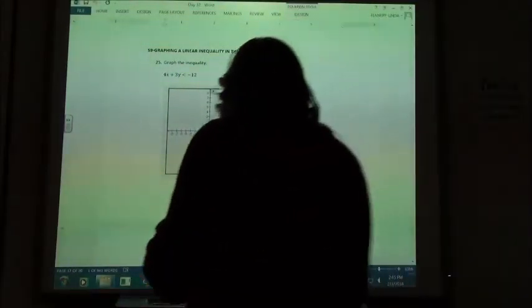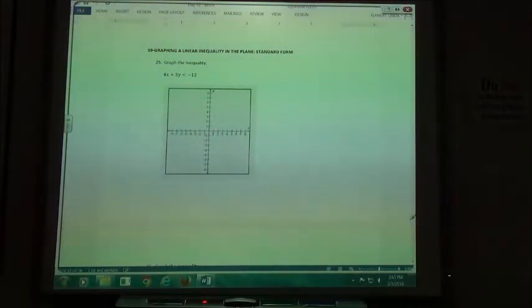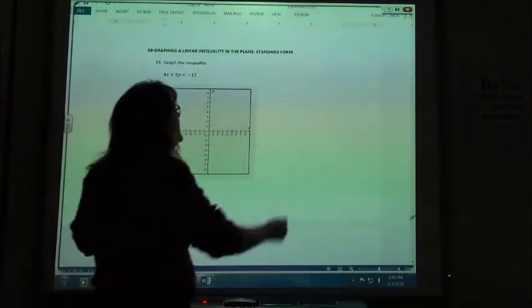25, 26, and 27, we are going to graph something that's in standard form. You could go ahead and rearrange it and solve it for y, but you have to remember if you divide by a negative, you have to flip your inequality sign. So a lot of people make mistakes doing that. So I like to graph anything that's in standard form by finding my x and my y intercept.